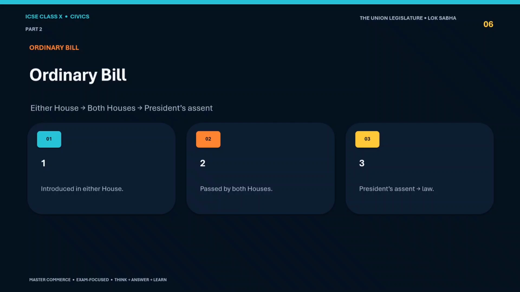It has to be passed by both houses. After the parliamentary process, it goes to the president for assent. Once the constitutional process is completed and assent is given, it becomes a law. Memory line here is ordinary bill, either house, both houses matter.